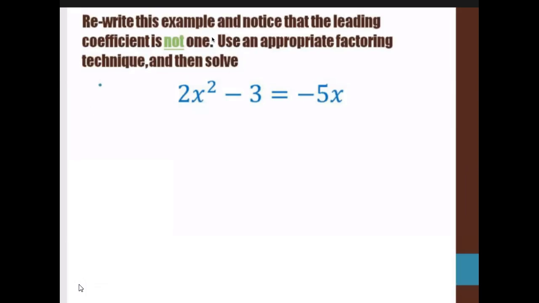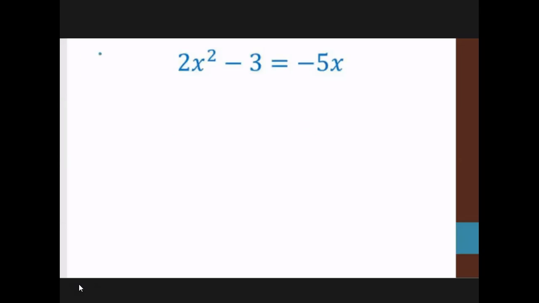In the next example, we need to rewrite it. This time we notice the leading coefficient is not 1. So I'm going to add over my 5x. So I have 2x squared plus 5x minus 3 equals 0.